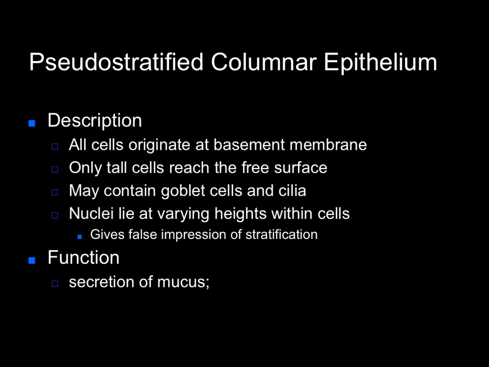Okay, pseudostratified columnar epithelium, or as I like to call it, pseudostratified columnar ciliated epithelium, because a lot of times we can show cilia. The description is that all cells originate at that basement membrane. Only the tallest cells reach the free surface. By definition, it looks like it's stratified. It is not. It's actually one layer of cells. What gives it the appearance of being stratified is the fact that the nuclei are at different levels. A lot of times this is going to contain goblet cells and also cilia. The function is the secretion of mucus.